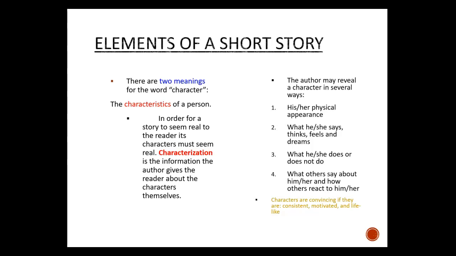The author may reveal the character in several ways: his or her physical appearance, what he or she thinks, feels, or dreams, what he or she does or does not do, what he or she says about others, and what others say or react to about him or her. Characters are convincing if they are consistent, motivated, and lifelike, and unconvincing if they're not.